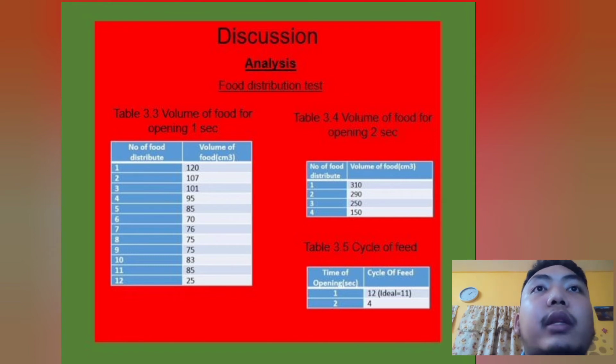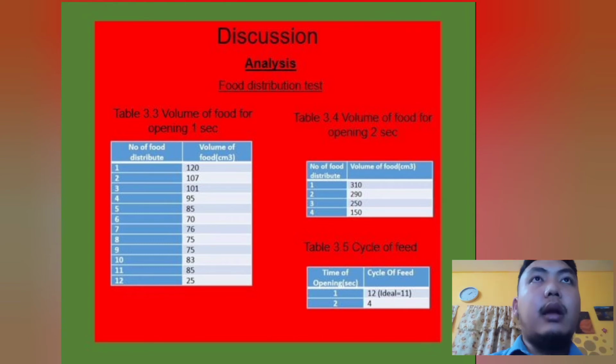The maximum amount of food is about 1000 gram or 1 kilogram, or equivalent to 1000 centimeter cube, which is the maximum amount of food that is filled inside the tank.